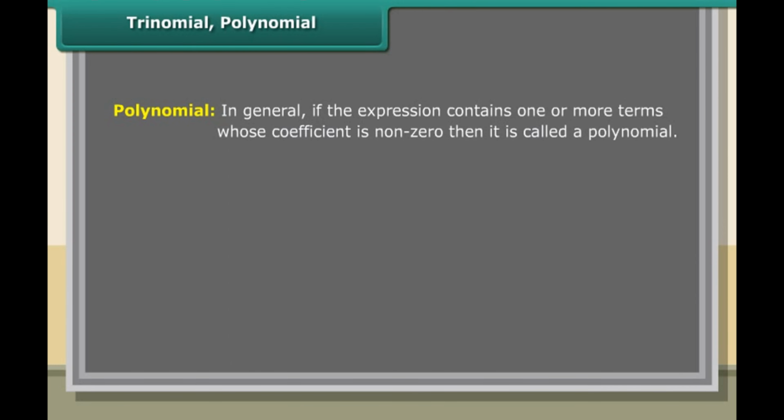Polynomial. In general, if the expression contains 1 or more terms whose coefficient is non-zero, then it is called a polynomial. Example, 4x plus 4xy plus 17xz square minus 10y square z plus 19.